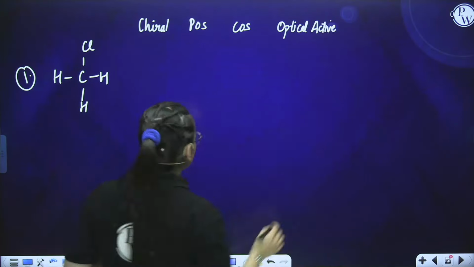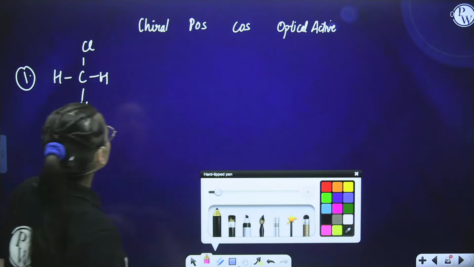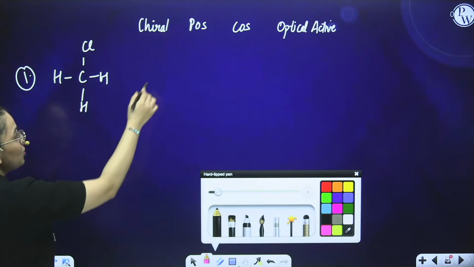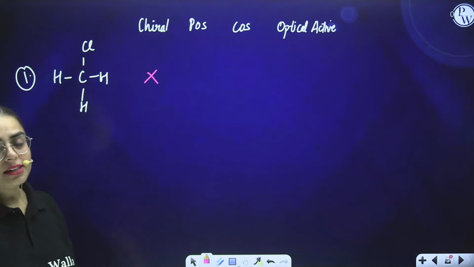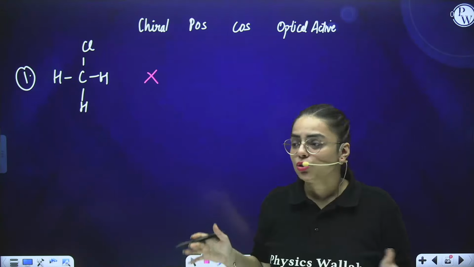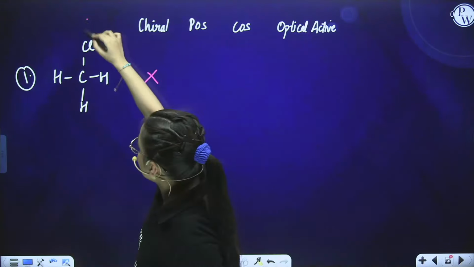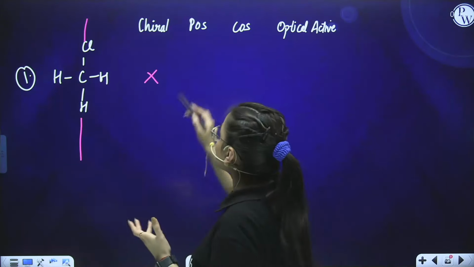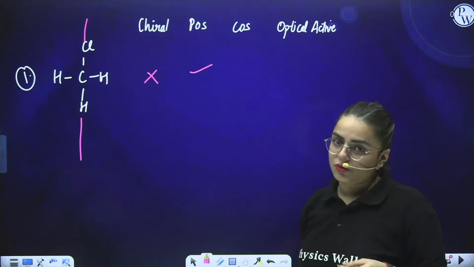Okay, if I see this case, so first of all, to be chiral, it should have 4 different groups. So this carbon has 3 same groups, so it is not chiral. Now, to check the plane of symmetry, we should pass a plane and it should divide into 2 equal halves. So I will pass a plane in this direction. So it is divided into 2 equal halves. So yes, plane of symmetry is present over here.